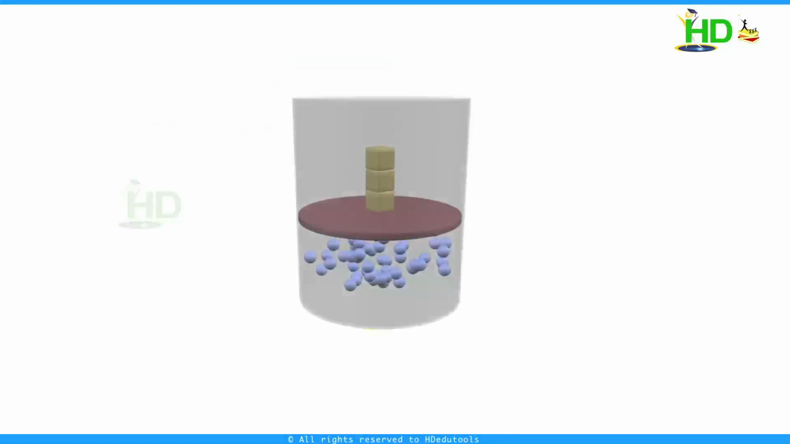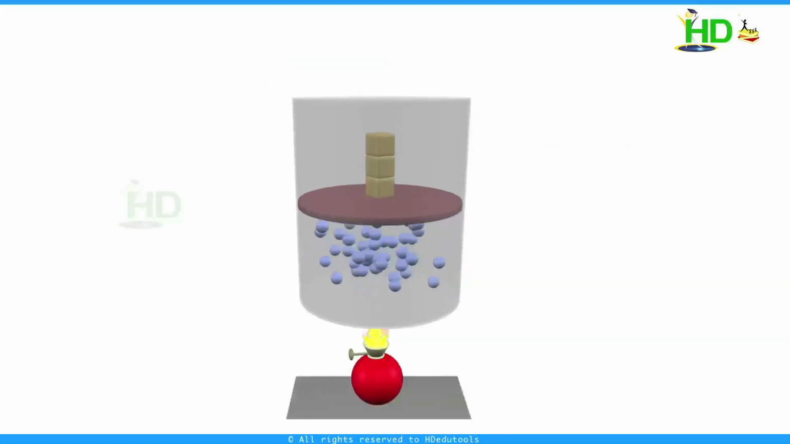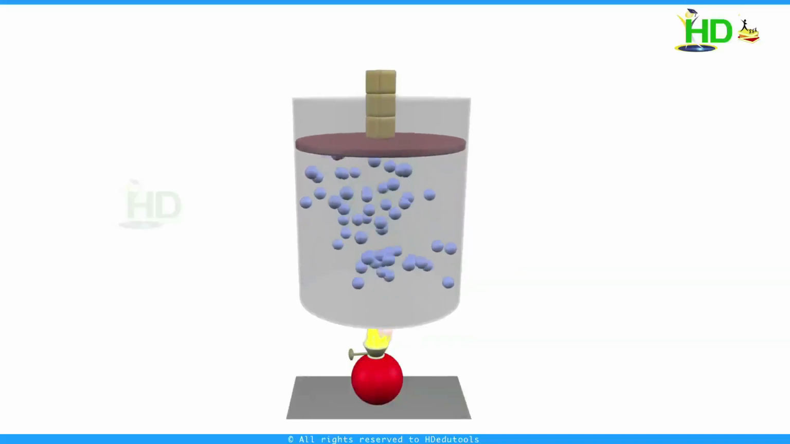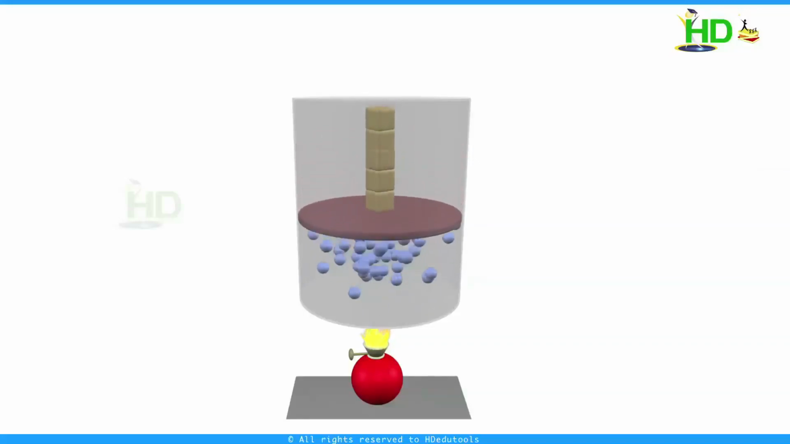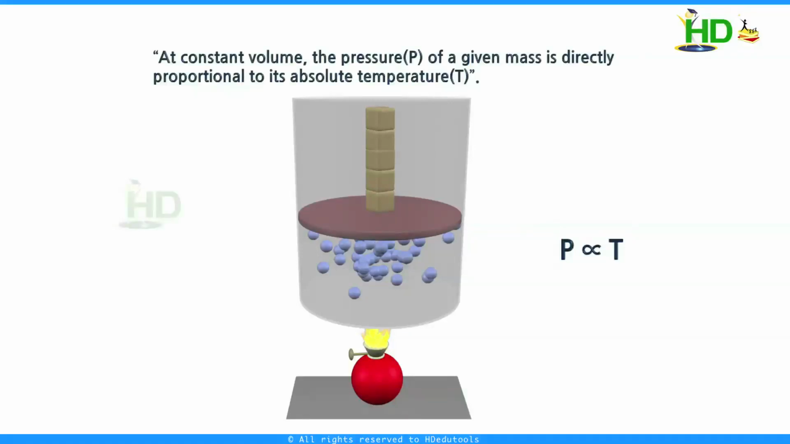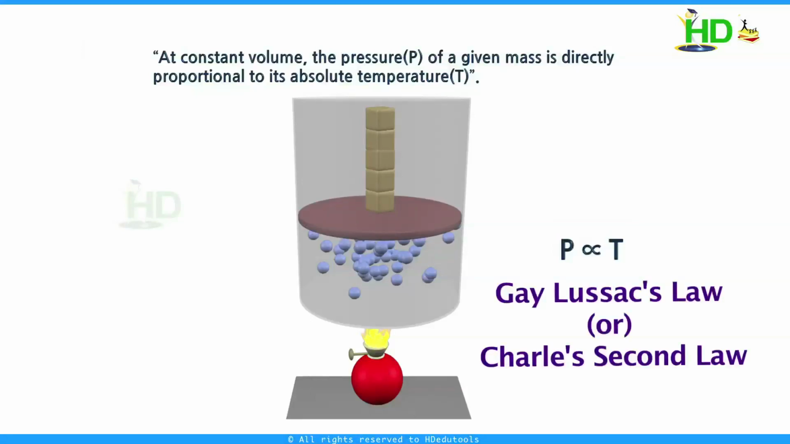Now consider this container with a piston. If you give heat to this gas, already we know that because of the temperature the gas will expand. I want to retain the same volume. Then what I have to do is apply more and more pressure on this. From this what can we understand? The pressure you are applying is directly proportional to temperature to keep a constant volume. That is, at constant volume, the pressure is directly proportional to absolute temperature. And this is Gay-Lussac's law or Charles' second law.